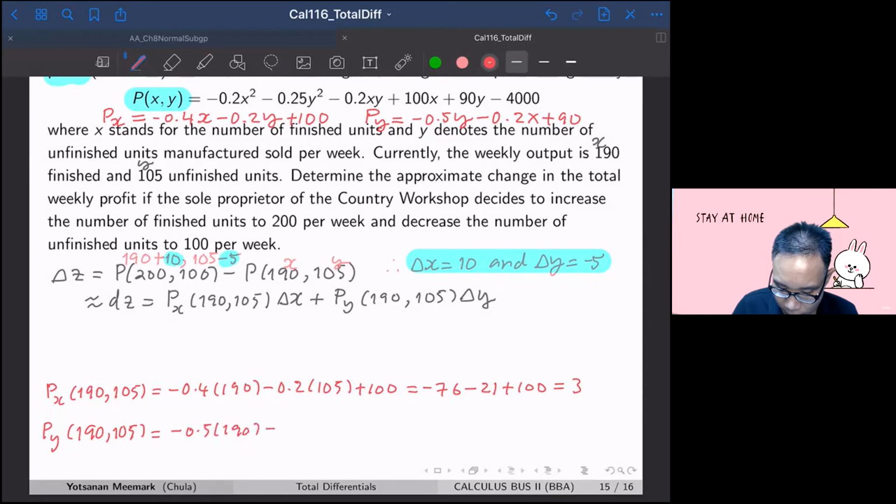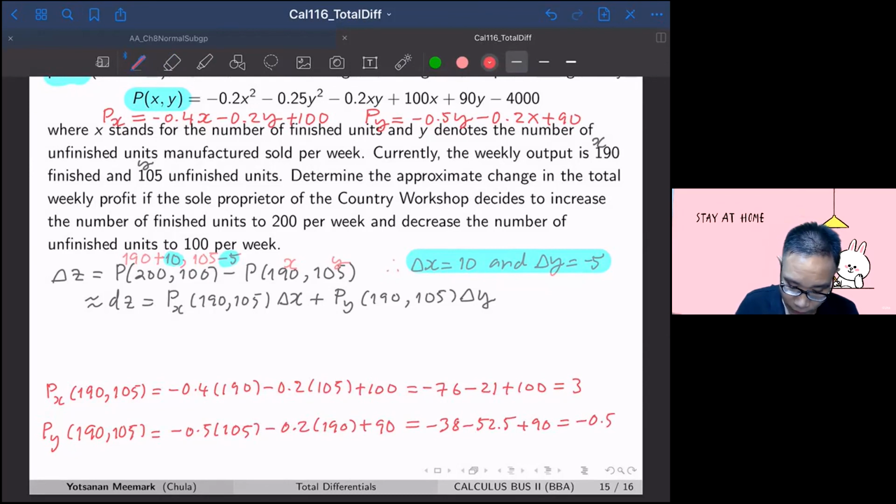And negative 0.5 times 190, negative 105 here, plus 90. So this one will be negative 38, minus 52.5, plus 90. So this will be negative 0.5.